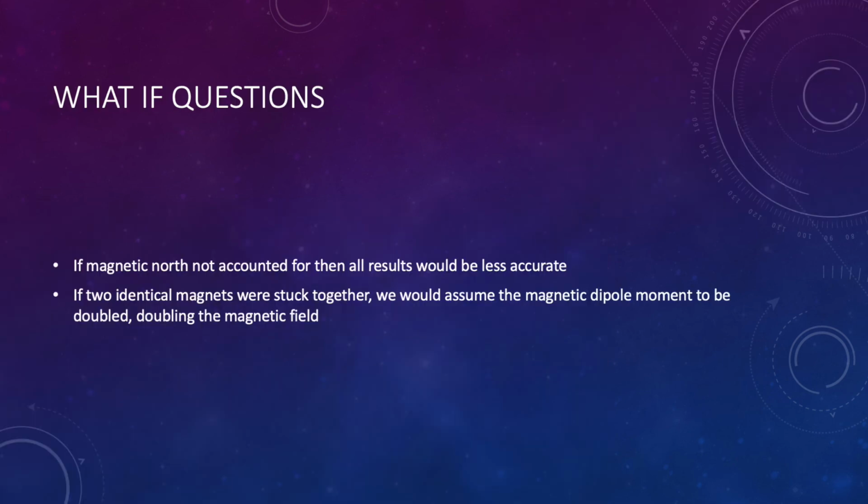There are some hypothetical questions that also need to be addressed. First, if we had not accounted for the magnetic north, then our results would be less accurate as we would have an unaccounted for magnetic field acting. Next, if we stuck two magnets together, our magnetic dipole moment would be doubled, as the length of the magnet would have doubled.